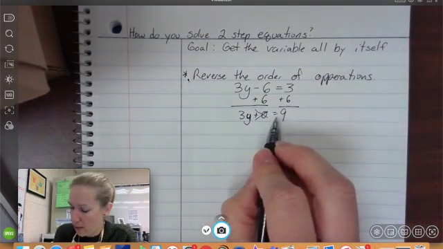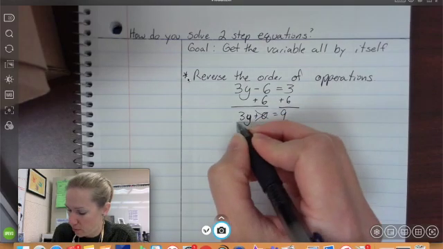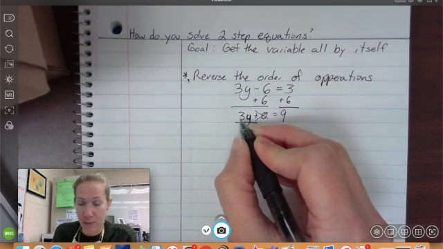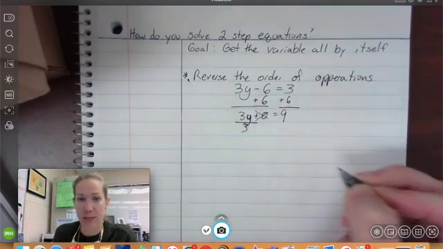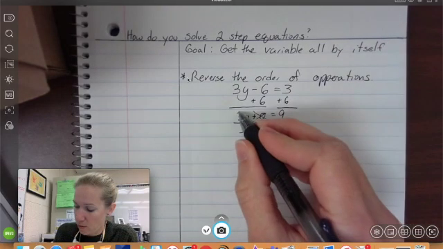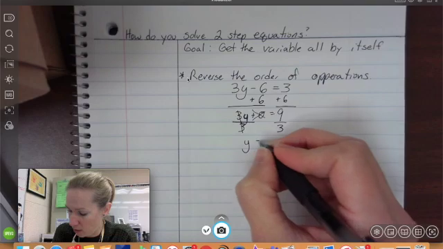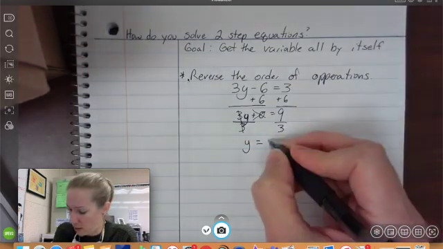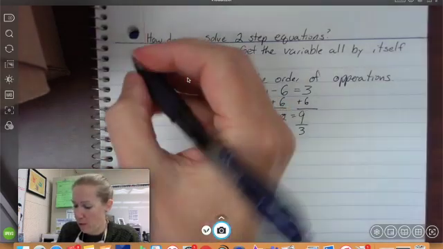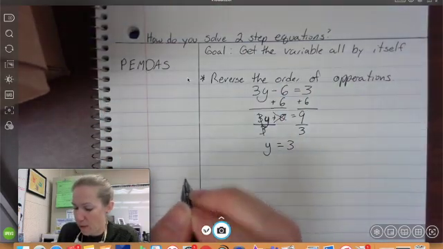So now we have 3y equals 9. Once again, we're going to do the opposite operation. So y is being multiplied by 3, so now we're going to divide this side by 3, and we're also going to divide this side by 3. So 3 divided by 3 is 1, so we're left with just a y over here, and 9 divided by 3 is 3.